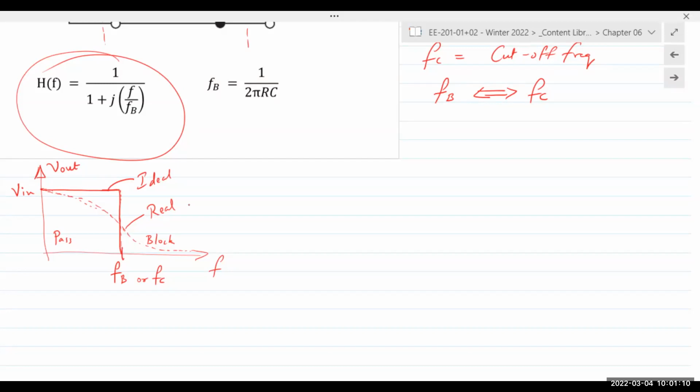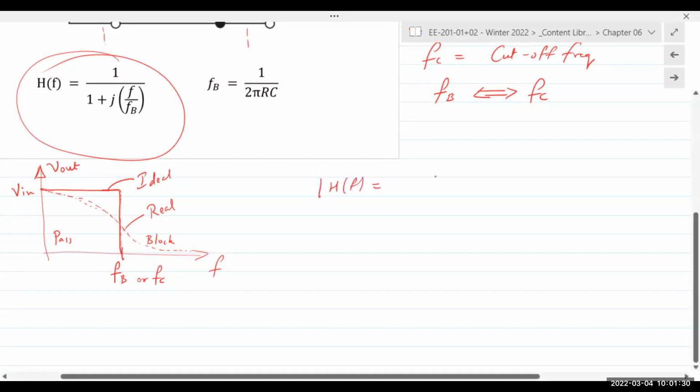I was going to explain why and how. So if you look at the transfer function, H of F is 1 over 1 plus j F over FB. H of F is a complex quantity. It has magnitude as well as phase. When we take the magnitude of H of F, and I have equations for magnitude later on in this chapter, it comes out to be 1 over the root of 1 plus (F over FB) squared.